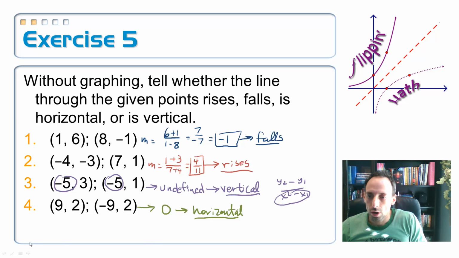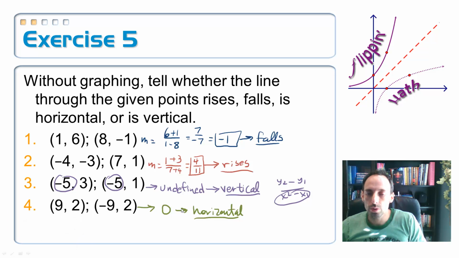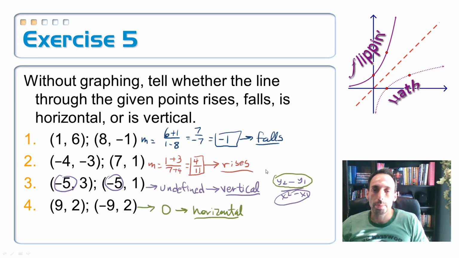Undefined slope. Alright, so let's switch over here to green so we can talk about the horizontal one. So for the horizontal one, I need to have a slope of 0, and that happens when the top is equal to 0. The only way for that to happen is if the two y values are the same. So when you subtract them, you get 0. So here, my y value and my y value are exactly the same. Subtract them, you get 0. It must be a horizontal line. Alright, so that concludes this objective on rising, falling, horizontal, or vertical.